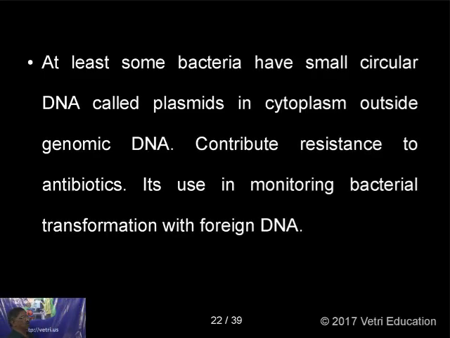Some bacteria have a small circular DNA called the plasmid, which is also very important, in the cytoplasm outside the genome. So this extra-chromosomal DNA, called the plasmid, contributes to resistance to antibiotics. It is used in monitoring bacterial transformation with foreign DNA. So this DNA is very important.